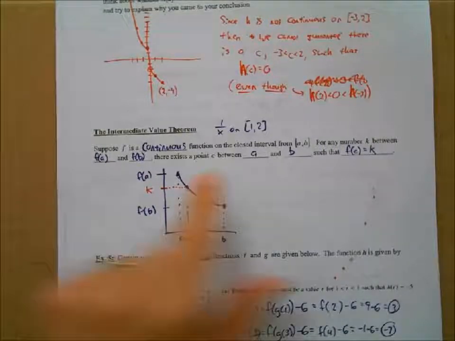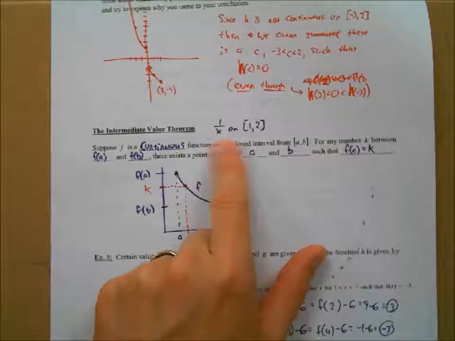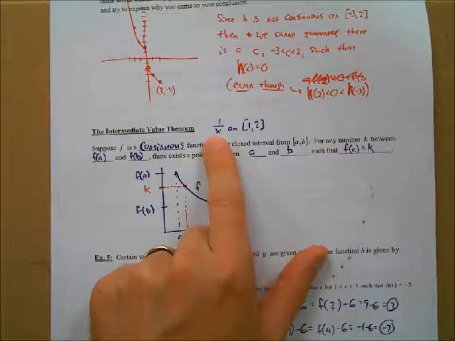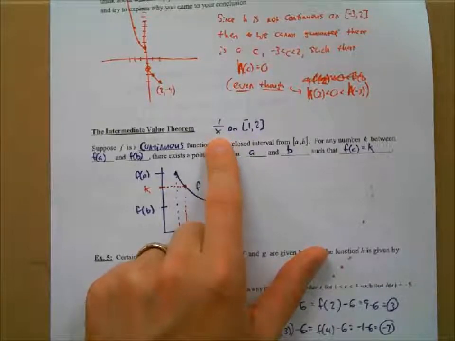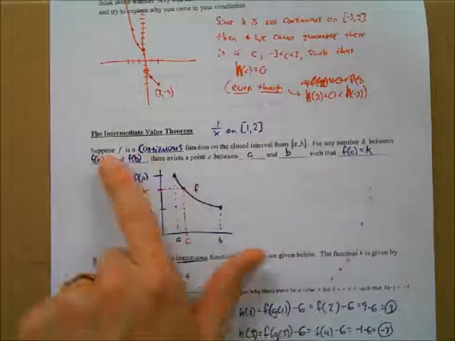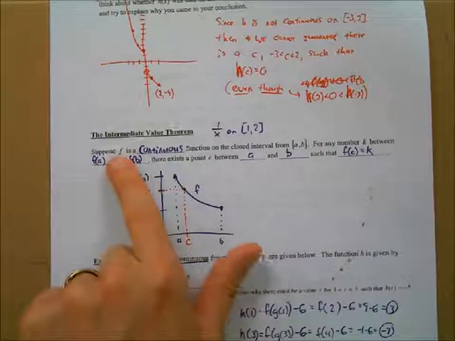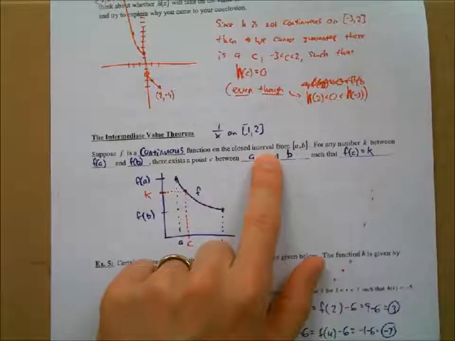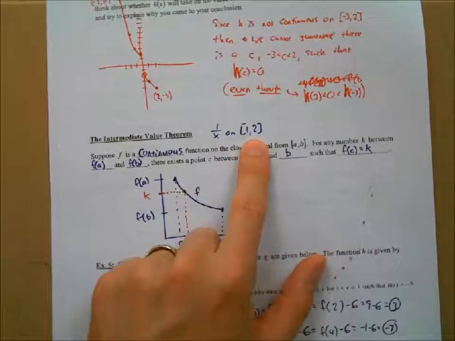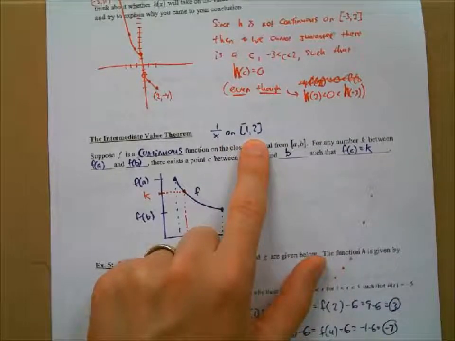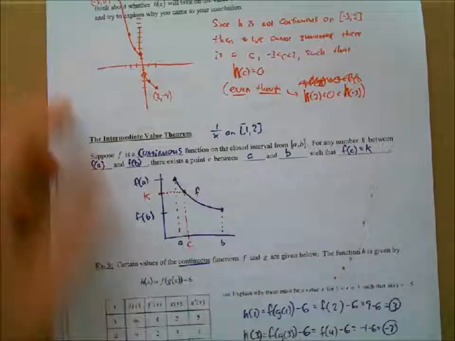Some other things too. For example, we can talk about a discontinuous function here, 1 over x. Would the intermediate value theorem apply to this? Well, it depends. 1 over x is discontinuous at 0. Remember, for the intermediate value theorem, f must be continuous on a closed interval from a to b. This 1 over x is continuous on the interval from 1 to 2, so we could still potentially apply the intermediate value theorem there if we wanted to. It's only if our function is discontinuous on the interval that we have to concern ourselves.